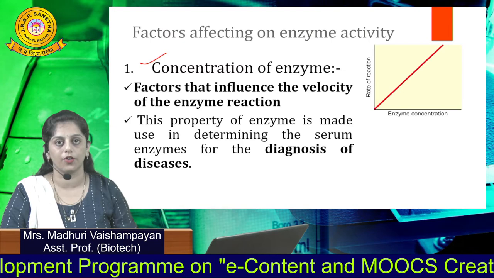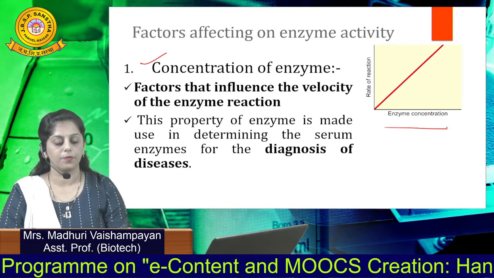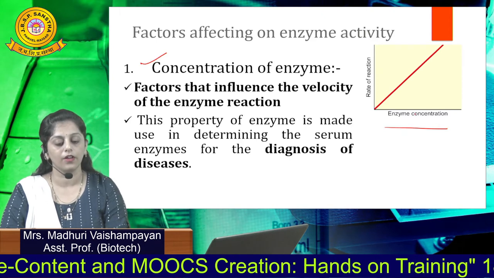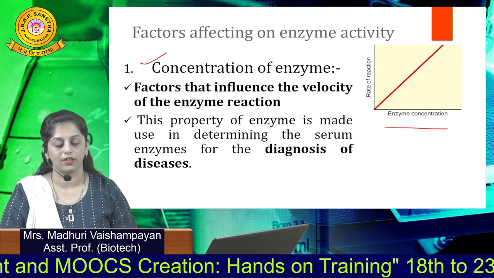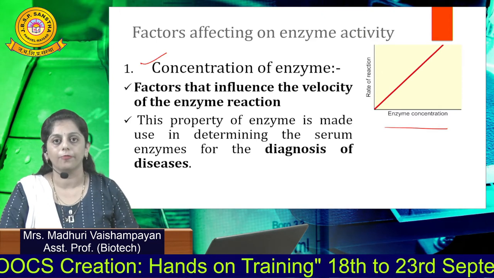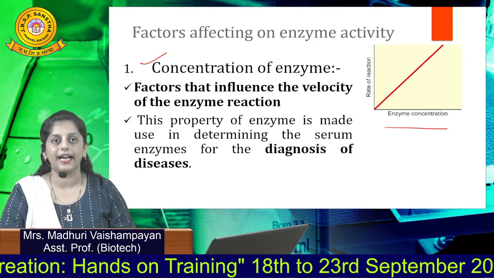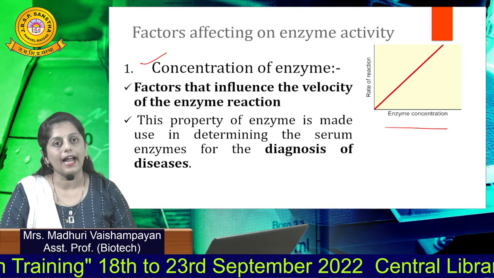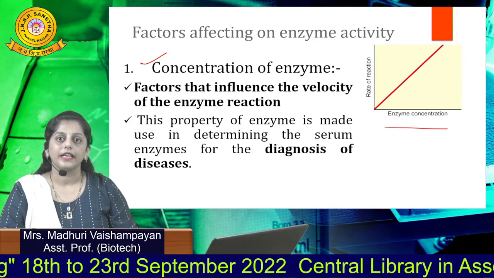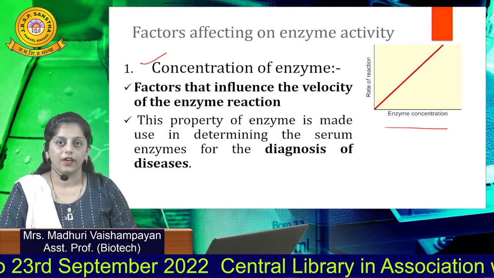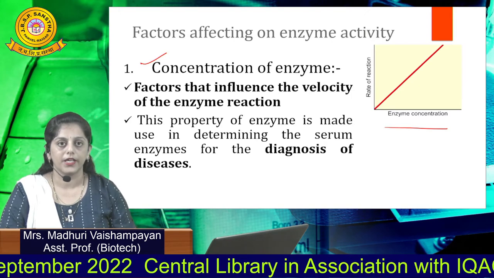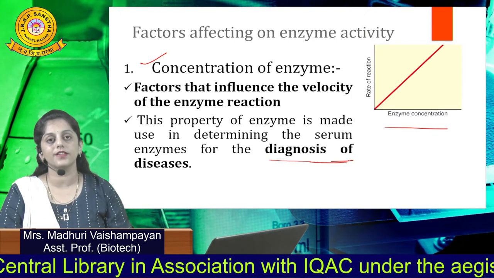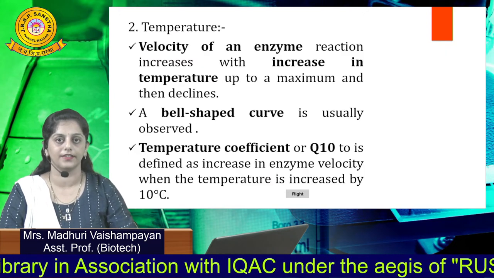The concentration of enzyme. If you see this particular graph, it is enzyme concentration versus the rate of reaction. This is a straight line graph. What does it indicate? It indicates a direct relationship between the enzyme concentration and the rate of reaction. This particular property of enzymes is commonly used in the diagnosis of different types of diseases.